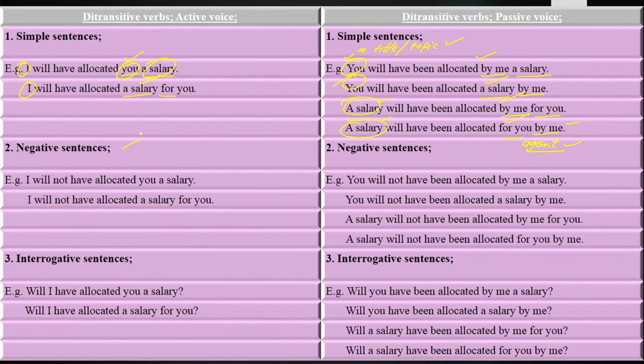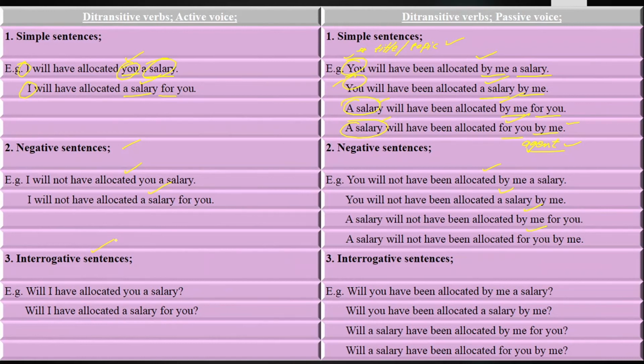Negative sentences are those in which we deny, reject and refuse the statement. I will not have allocated you a salary. I will not have allocated a salary for you. You will not have been allocated by me a salary. You will not have been allocated a salary by me. A salary will not have been allocated by me for you. A salary will not have been allocated for you by me.